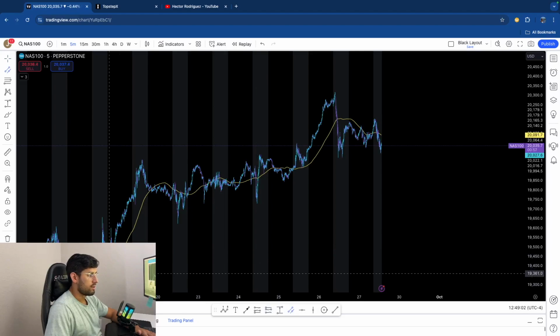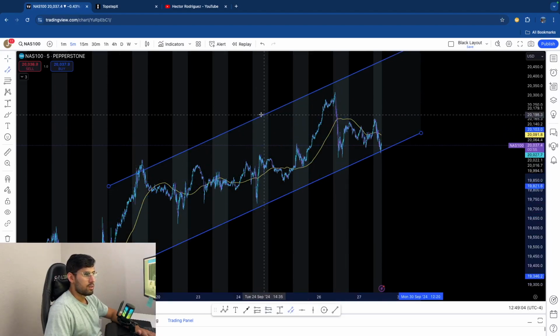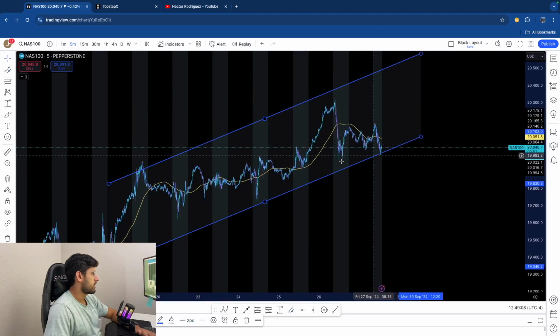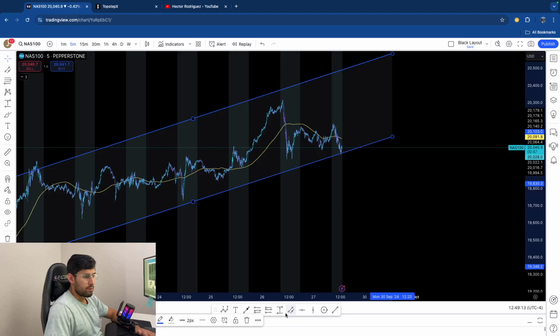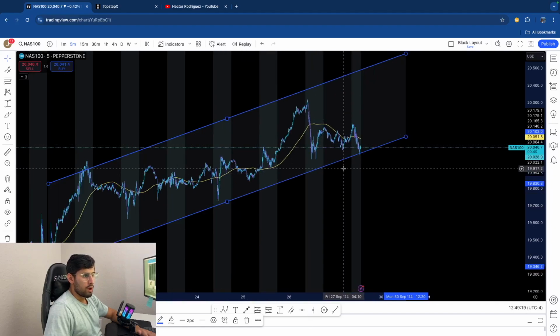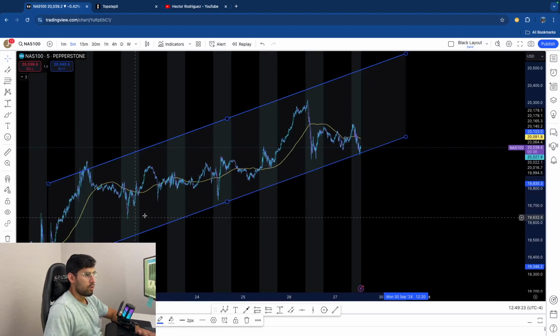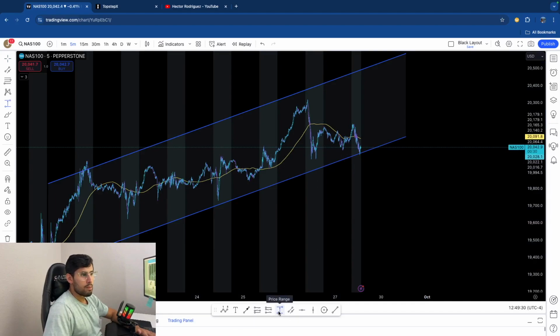So first thing, we're looking at market structure. I love using these channels because it clearly shows that the market is trending up. We had this big swing high over here. My thought process was: we had this big swing high, the market is trending up, and we're not breaking any major swing lows, like this one, this one, this one, or this one. Then I'm looking at things that support my bias.